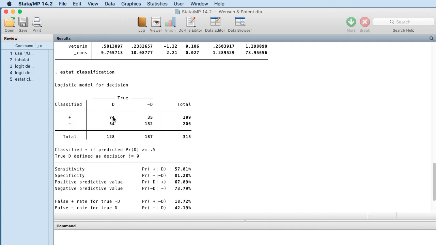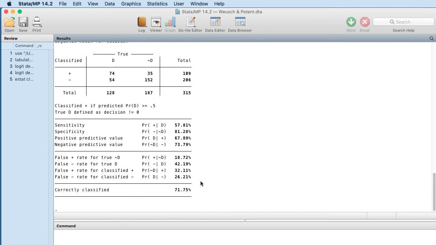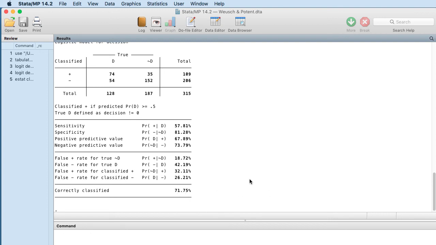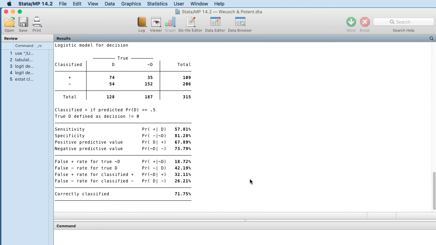So we had 74 that were correctly classified to continue and 152 that were correctly classified to stop. These individuals were classified to continue, but they actually indicated the research should stop. These individuals are classified to discontinue, but they actually indicated that the research should continue. However, if we look at our overall hit rate, or our percentage of correctly classified cases, it's about 72%, which is very good, and it's another indicator of how good the model is.